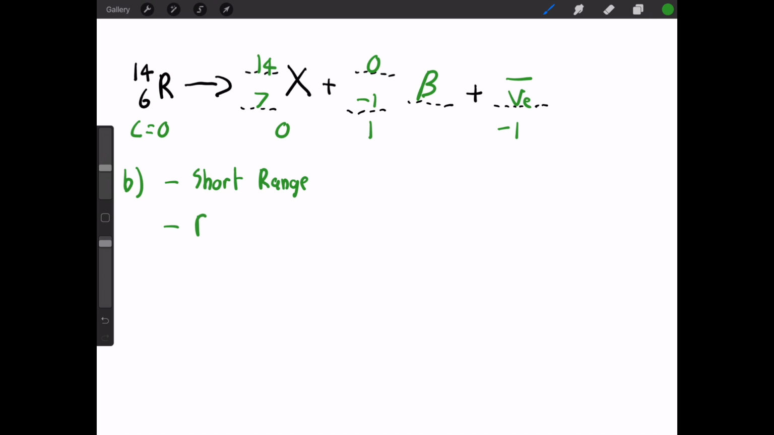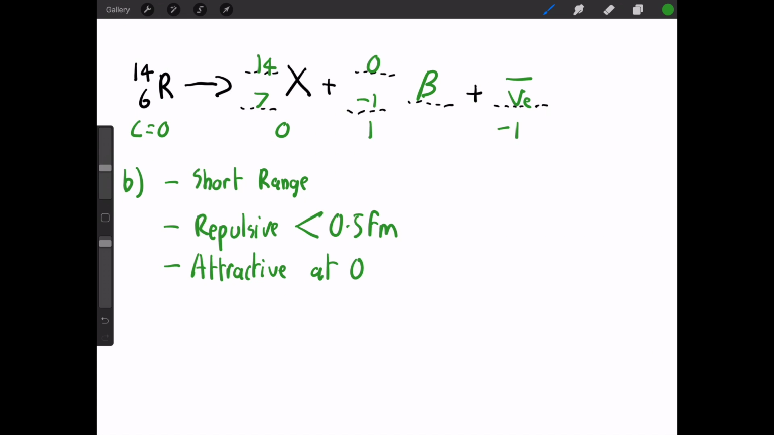So it's repulsive, and that is at very, very close distances. So at any sort of distance smaller than about 0.5 femtometers. Femtometers is 1 times 10 to the minus 15. And then it becomes attractive at distances kind of greater than that. So anything at about 0.2 femtometers and upwards, then it starts to become attractive.